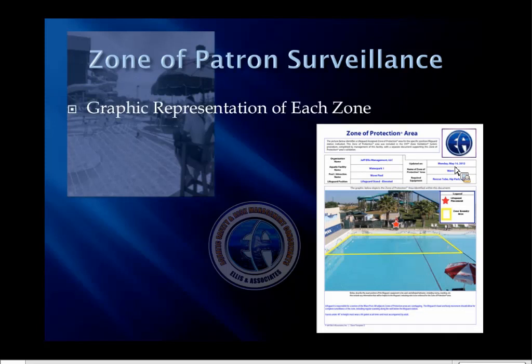representation of each zone of patron surveillance for each aquatic venue, such that the qualified lifeguard is capable of viewing the entire area of the assigned zone of patron surveillance without the use of ancillary devices such as mirrors. This is often overlooked or not done properly, and is what we refer to as validation. It is a critical part of the process, as this ensures that lifeguards are actually capable of doing what the owners and operators are asking them to do.